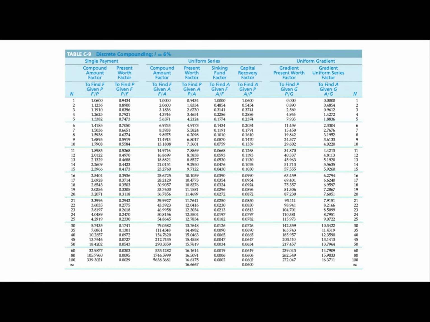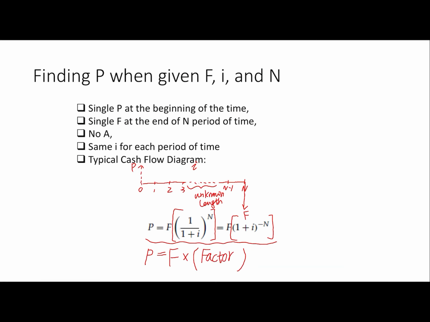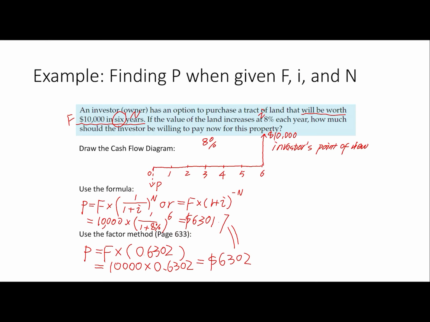And of course, given this type of table, you want to know how to select what factor is appropriate. How do you find the header? How do you find which column? How do you find which row? And then you want to know how to find the P given F, I, and N. Those are all the examples we have worked together, okay? So find the P given F and I and N, okay?